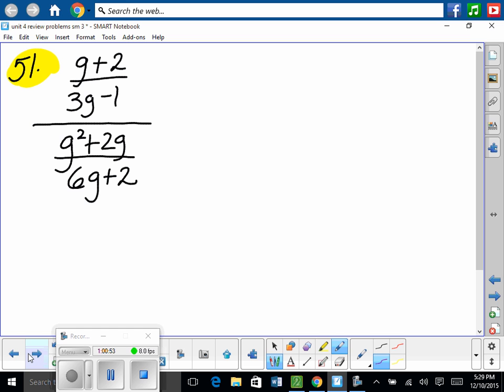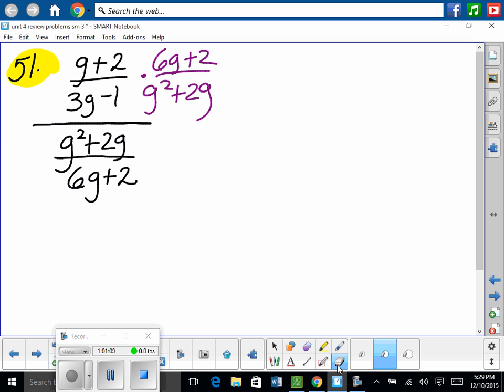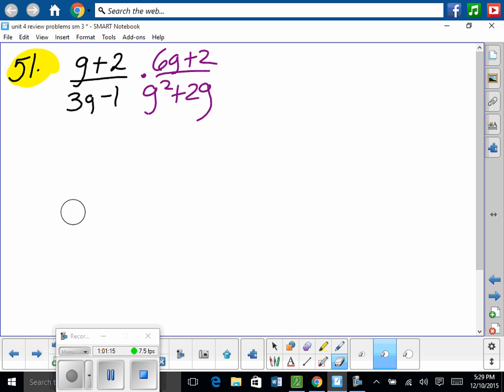Okay, we're dividing these two things. Dividing fractions is easy as pie. You flip the second fraction and multiply. So we're going to flip the second one. So this 6g plus 2 is on top, and on bottom we have g squared plus 2g. So we flip the second and multiply. I'm going to erase this just to give me some room. Make sure you flip the second and multiply. So now we know how to multiply. Factor each piece. Divide out exact factors.